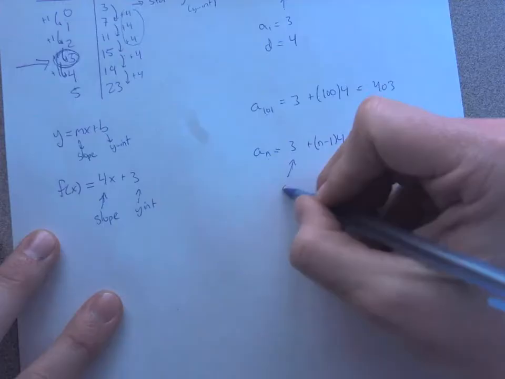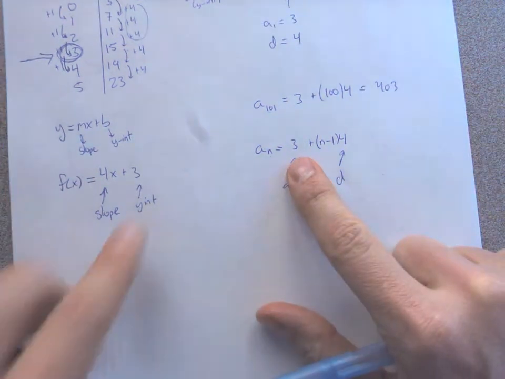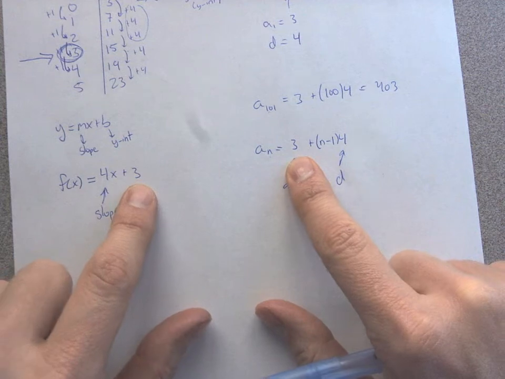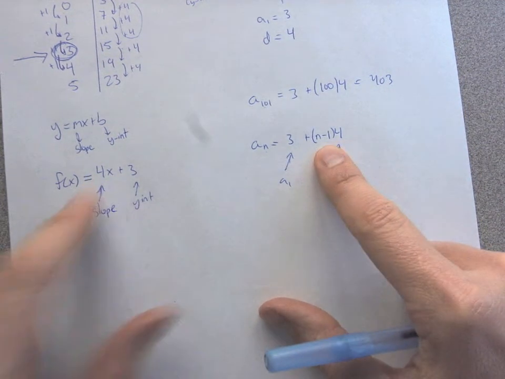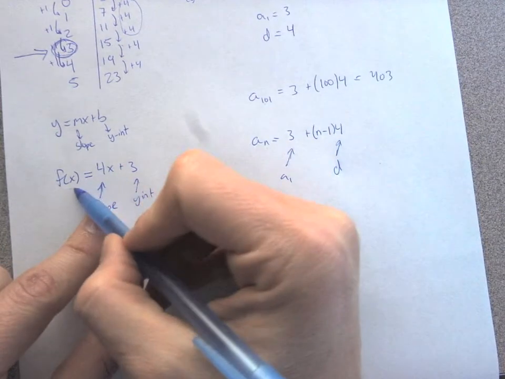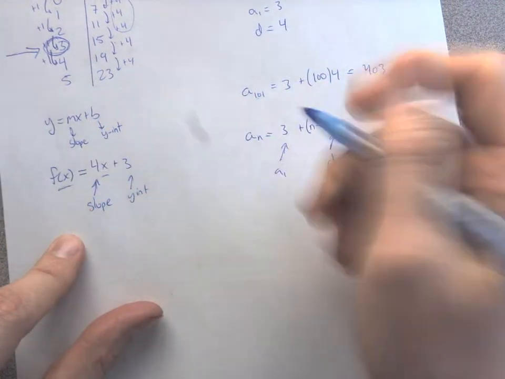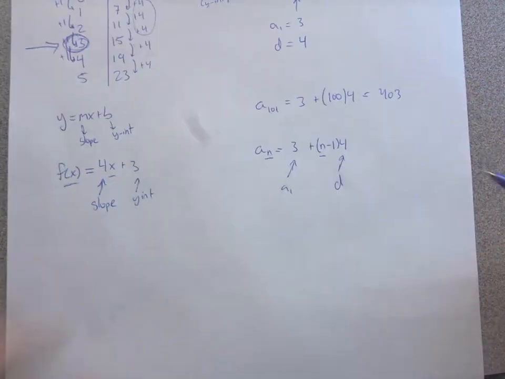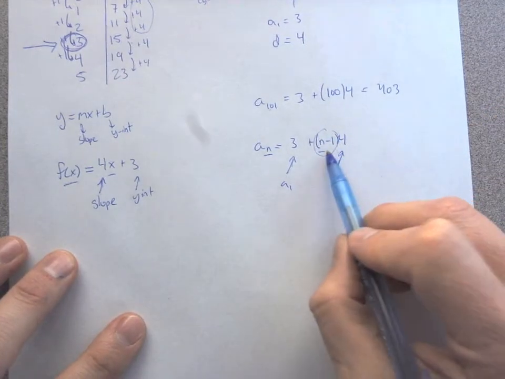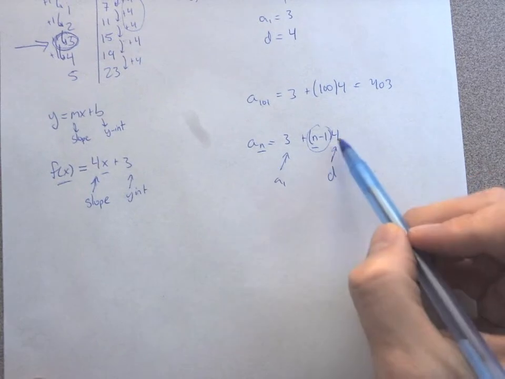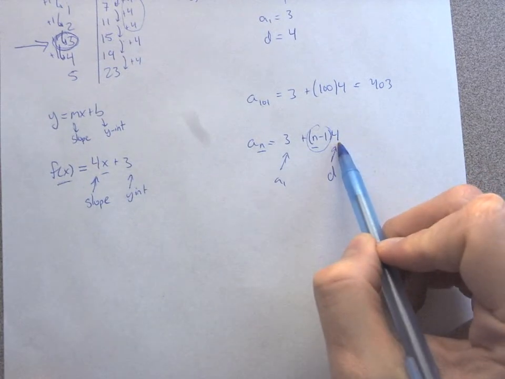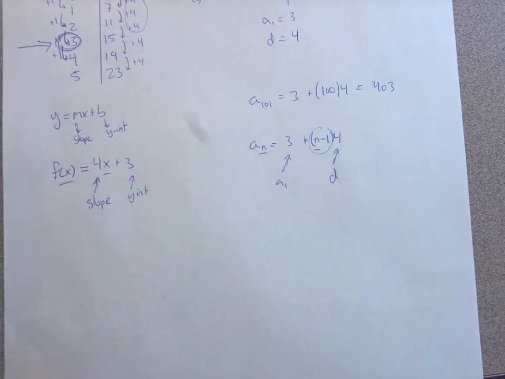So you both have a 3 that you're adding to. You have a 4 that you're multiplying something by. Here the input variable is x, and here the input variable is n. But we have an n minus 1 right there. Because, again, the number of times you've added the common difference is 1 less than the term that you're after.